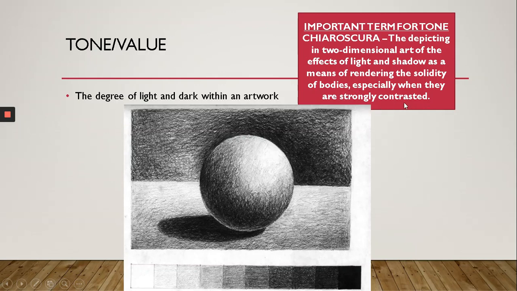We've got our dark shadows, our light lights, creating the form of things. And remember what form was? It was the three-dimensionality of things, making things look like they are not flat. So using our shadows and our shades for that.